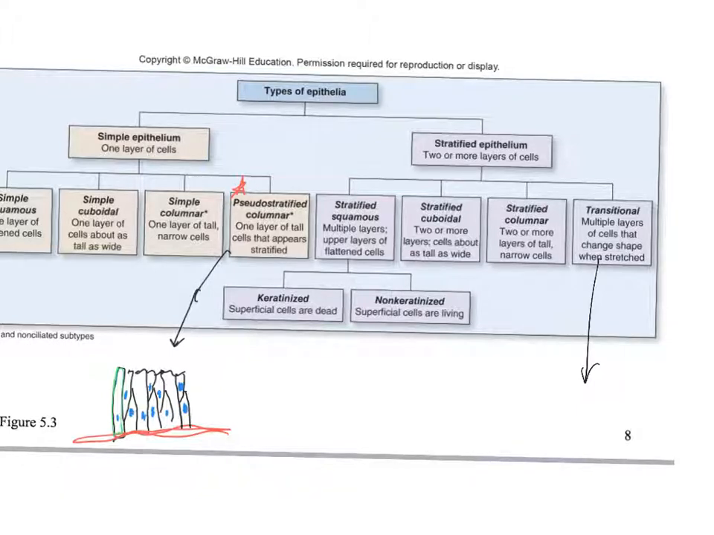The other exception to the rule is transitional epithelium. What's a transition?